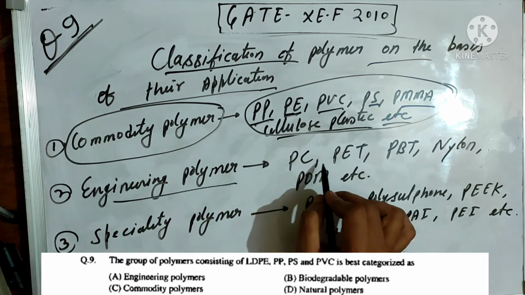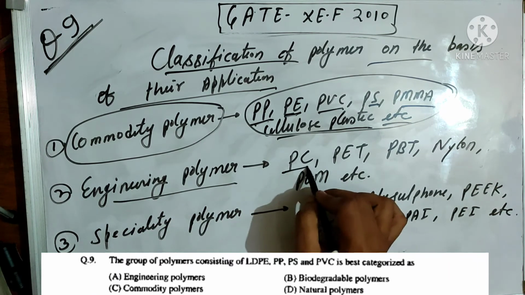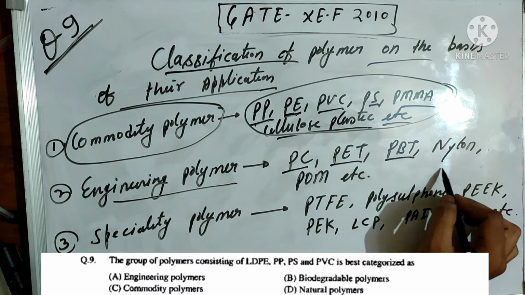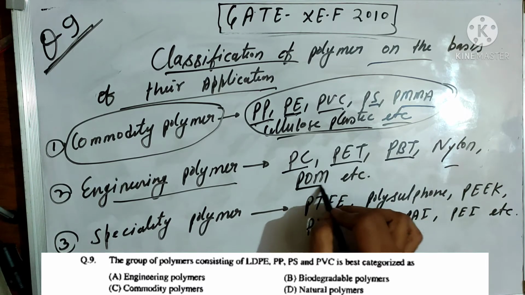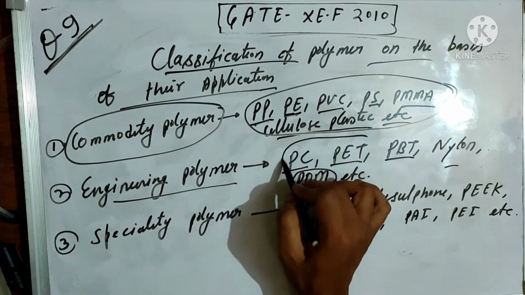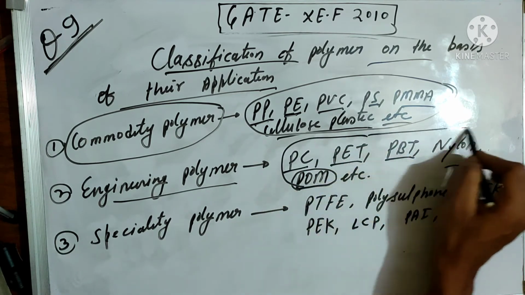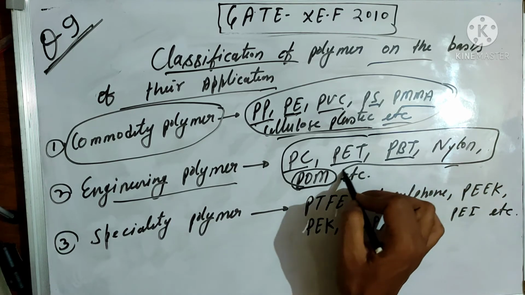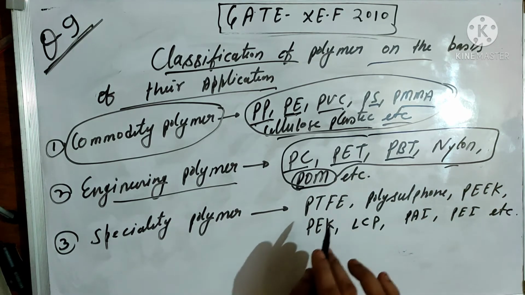Engineering polymers like polycarbonate, PET, PBT, nylon, polyoxymethylene, also known as polyacetal, and more. These polymers come under engineering polymers. They are used in the making of automotive parts.